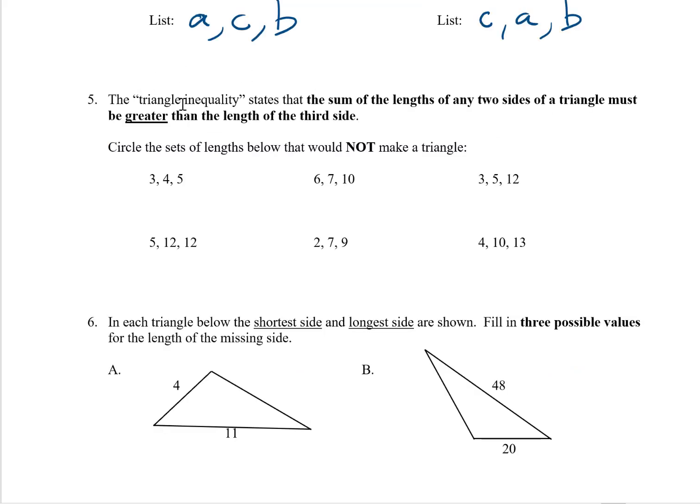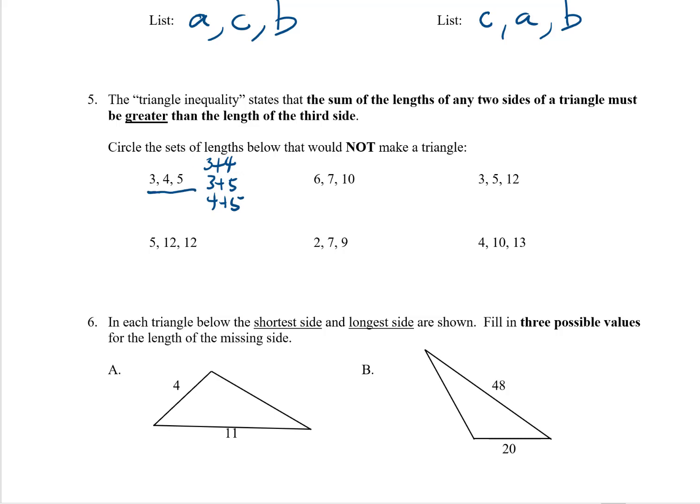Problem number 5, the triangle inequality. This states that the sum of the lengths of any two sides must be greater than the third side. So someone is claiming that these three numbers are the lengths of the three sides of a triangle. We want to see if that's possible. You just have to check three things each time. 3 plus 4, is that bigger than 5? Yes. 3 plus 5, is that bigger than 4? Yes, it is. 4 plus 5, is that bigger than 3? Yes. Therefore, this is a triangle.